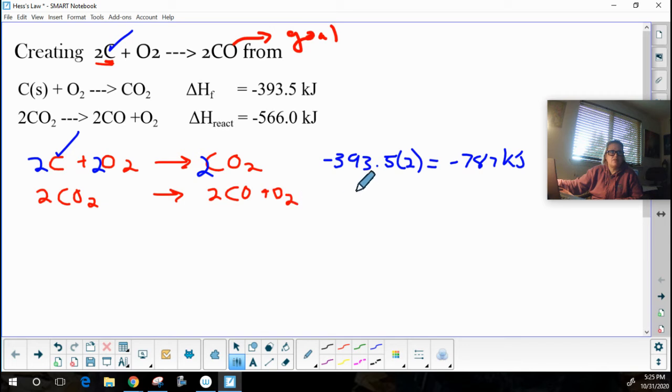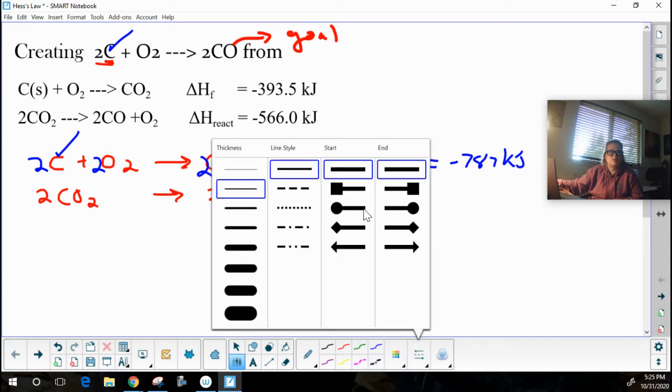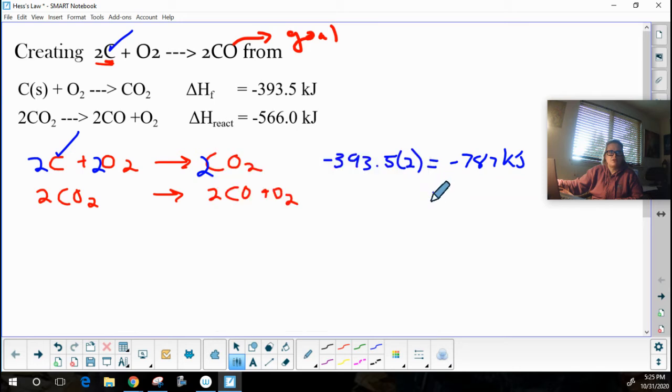And I did nothing to the enthalpy of that equation. So I'm going to just say that my enthalpy is going to be negative 566 kilojoules. For all intents and purposes today, let's pretend all of these enthalpies of formation are literature values. All right, so those are my step equations to make my goal equation.